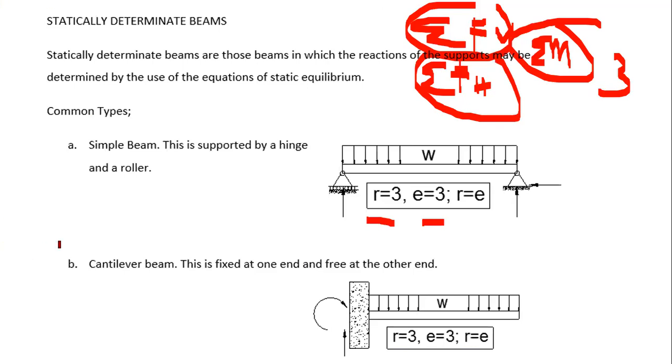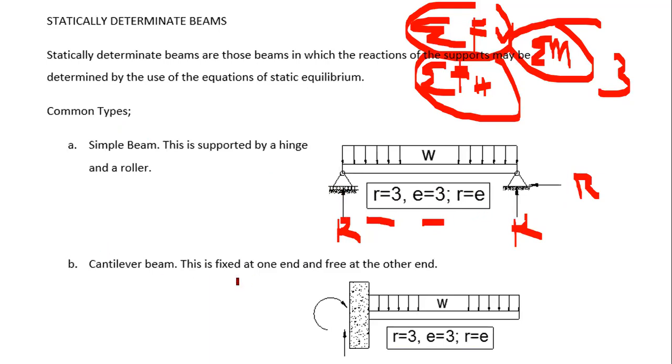For a simple beam, obviously, you have 3 reactions, because here it's a roller, you have one reaction here, you have also one reaction here, and another here also. So 3 reactions, the equations is 3, so this one is determinate. R is equal to the equations.